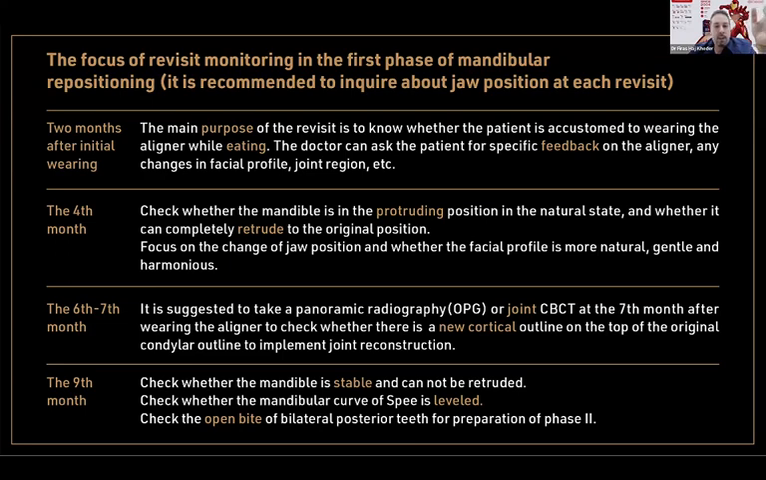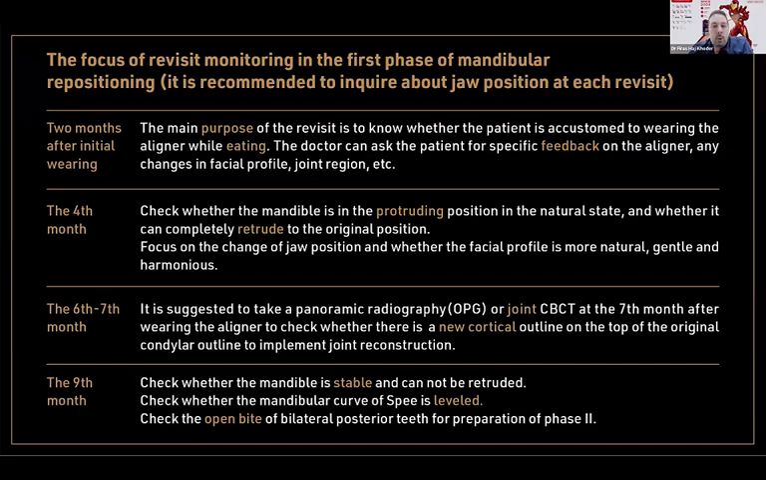In the sixth and seventh month, we suggest the doctors take either an OPG or a CBCT. So in the seventh month, we check the patient's new position, and we check the condyles to see if there is any new cortical bone forming around them. Usually in the distal areas of the condyle, we're going to see some new cortical bone forming. This is where we can see that we are already getting to the point that we want to reach.